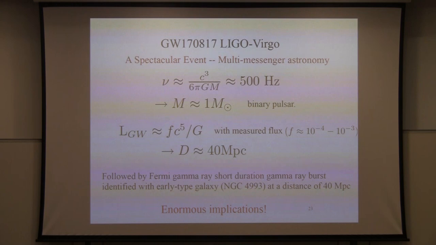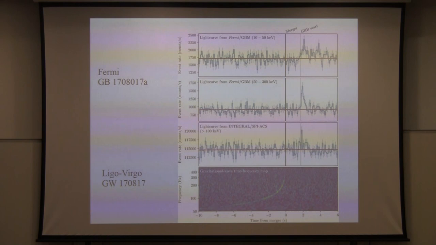Here is the event. The bottom is the gravitational wave event. This is the frequency of the event, and the frequency goes shooting up as the binary coalesces. It spins around faster and faster. So that enables you to pinpoint the event precisely in time. And these are the gamma ray results from the Fermi satellite at different frequencies. But you see that it follows the gravitational event by 1.7 seconds.